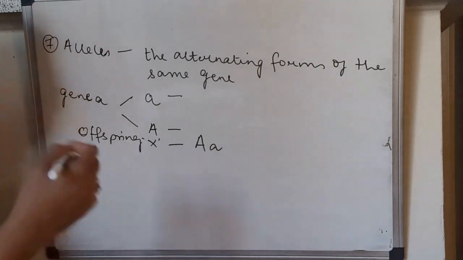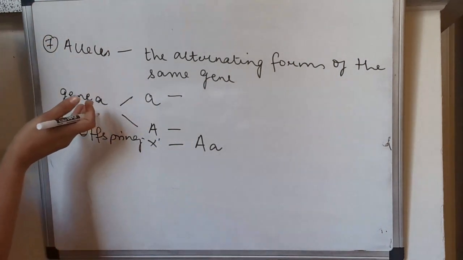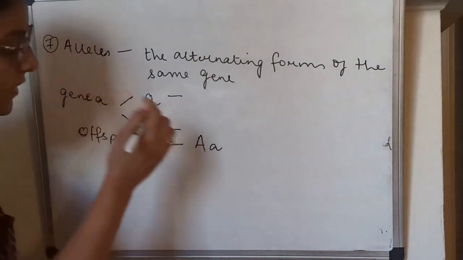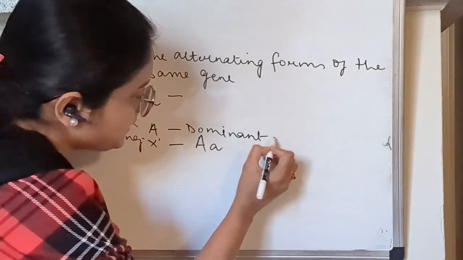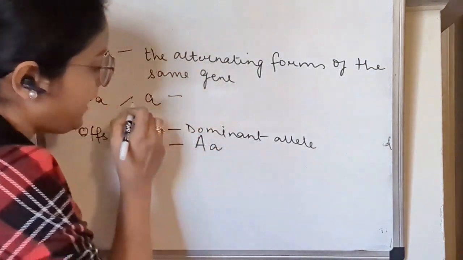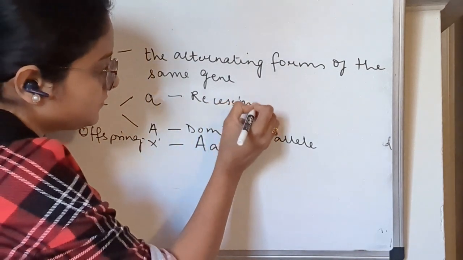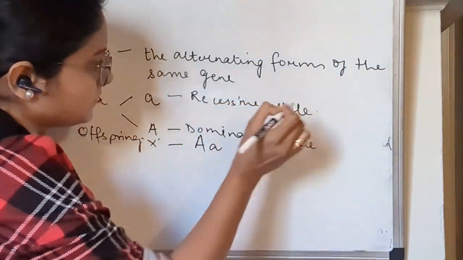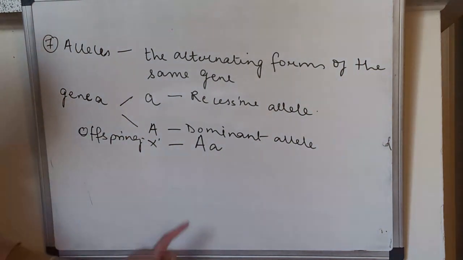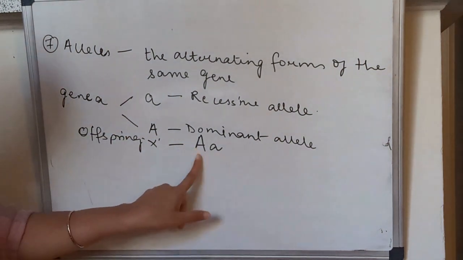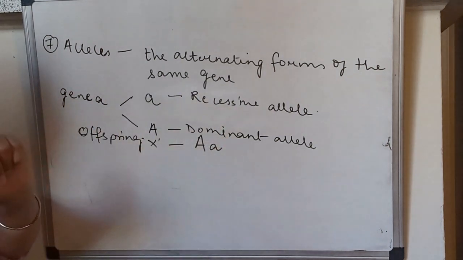small? We usually denote the dominant form of the gene, the dominant form of the allele, with a capital letter. So that means capital A is the dominant allele and the smaller letter is the recessive allele. Alright. So gene A can be represented as capital A small a, where capital A denotes the dominant allele, small a denotes the recessive allele.